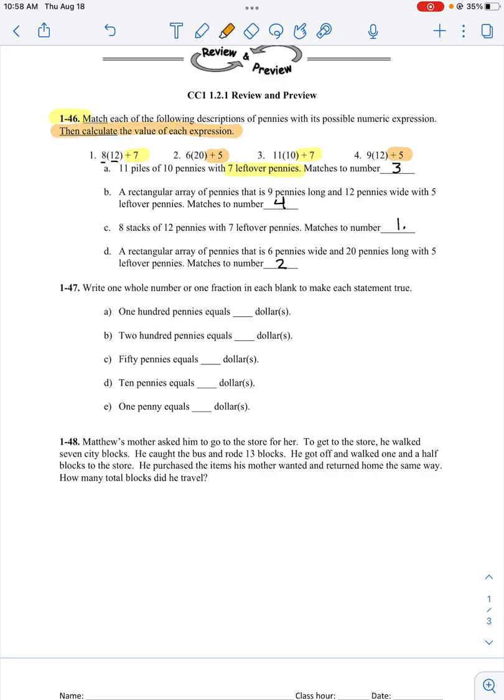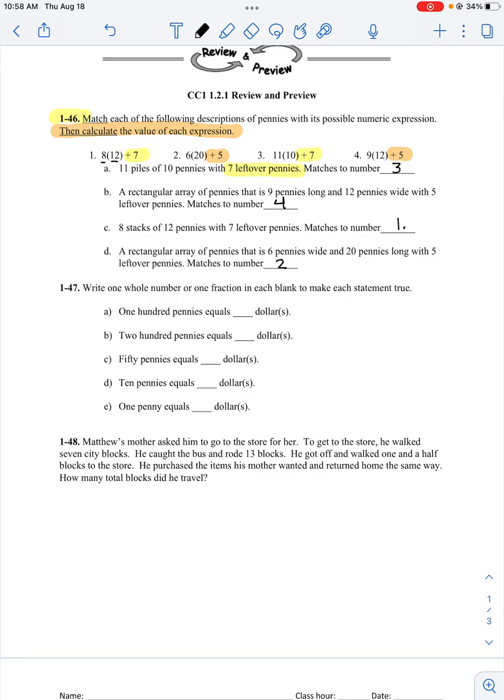Now, I need to calculate the value of each expression. I can do this using memory with multiplication facts, or if I'm not sure of my multiplication facts, I can always multiply them out, okay? For those of us that aren't sure, I am going to be multiplying them out. So we'll just start with number 1.